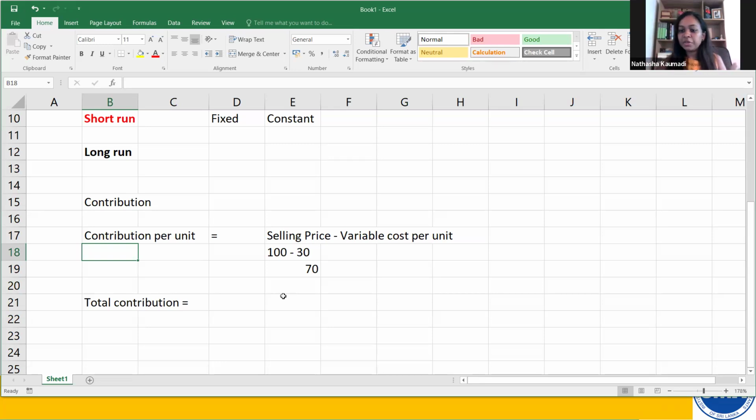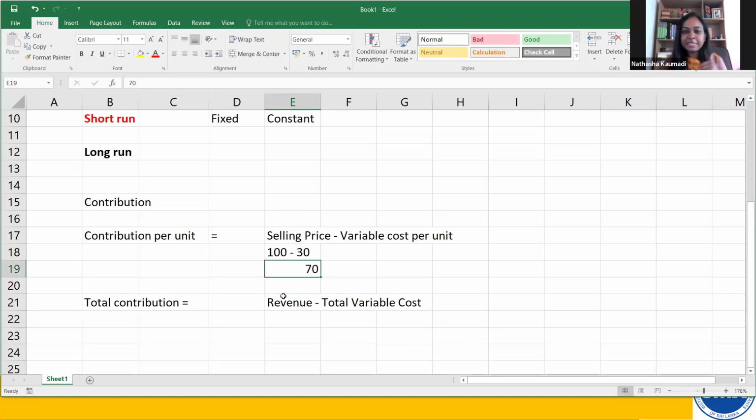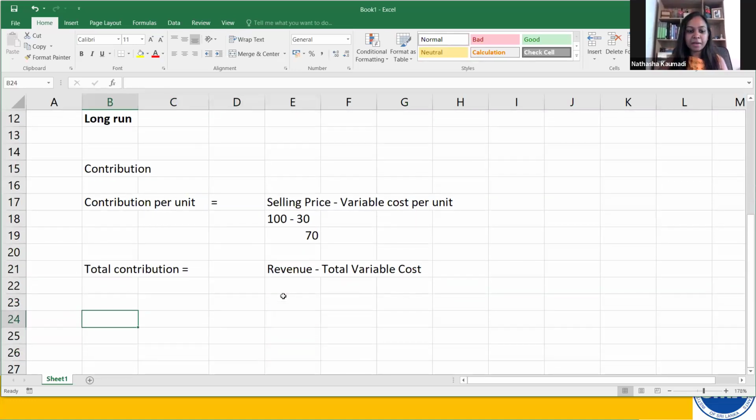Selling price is for one unit, no? We take revenue instead of selling price. Instead of variable cost per unit, we take total variable cost, plural. So in that case, we have total contribution. Or else we can simply multiply contribution per unit, 70, by the number of sales units. That is true. But this is the formula: revenue minus total variable cost. I will give you a simple example.